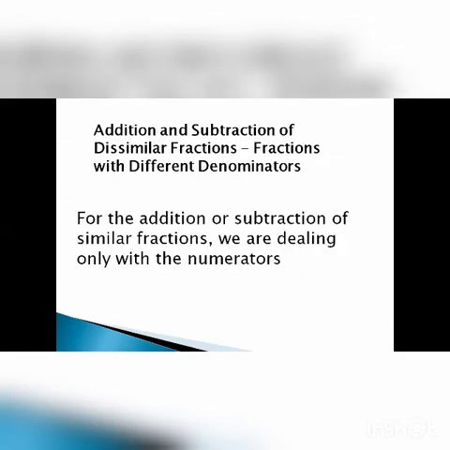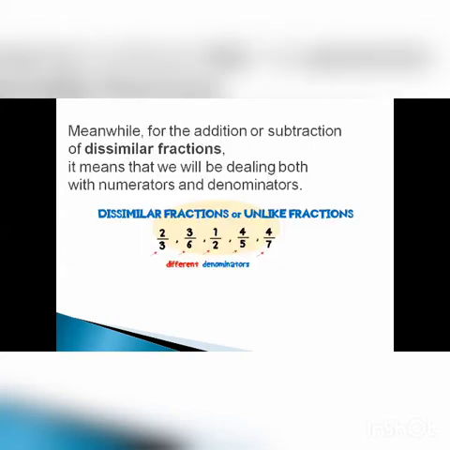Now, the next topic is addition and subtraction of dissimilar fractions, that is unlike fractions, meaning fractions with different denominators. For the addition or subtraction of similar fractions, we are dealing only with the numerators. Meanwhile, for the addition or subtraction of dissimilar fractions, we will be dealing with both numerators as well as denominators. As you can see in the examples, 3 by 6, 1 by 2, 4 by 7, these are all unlike fractions.